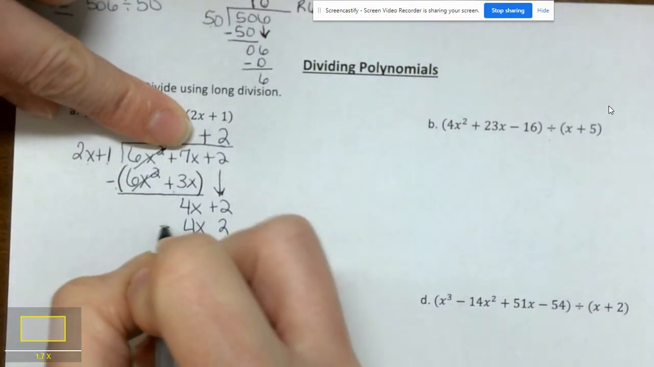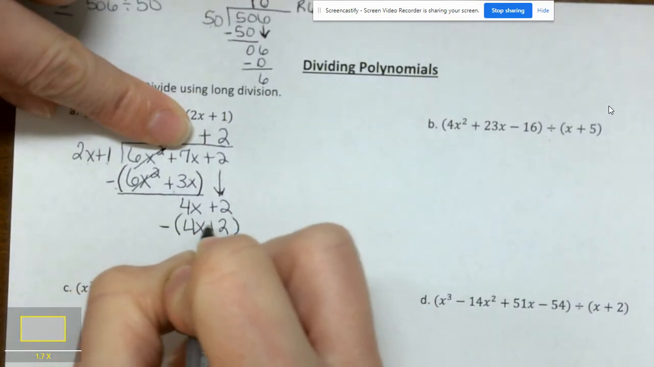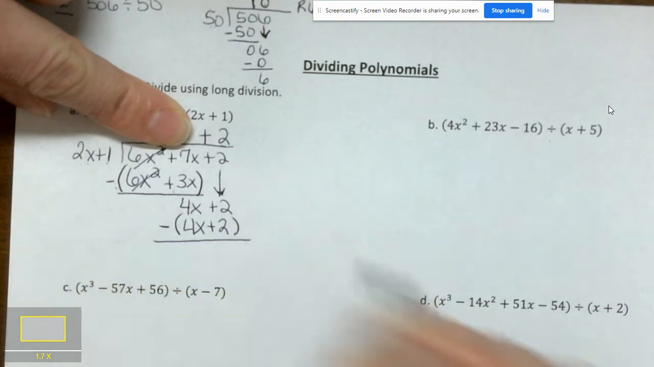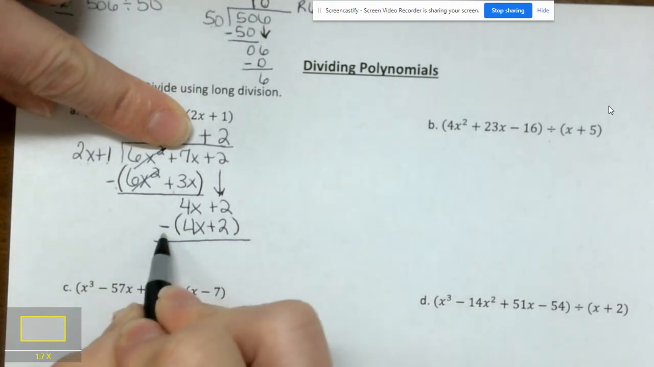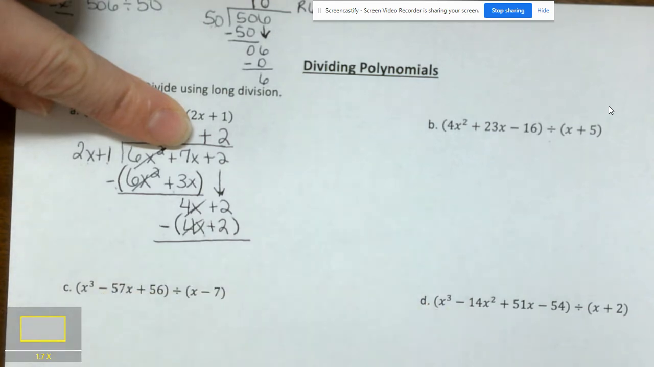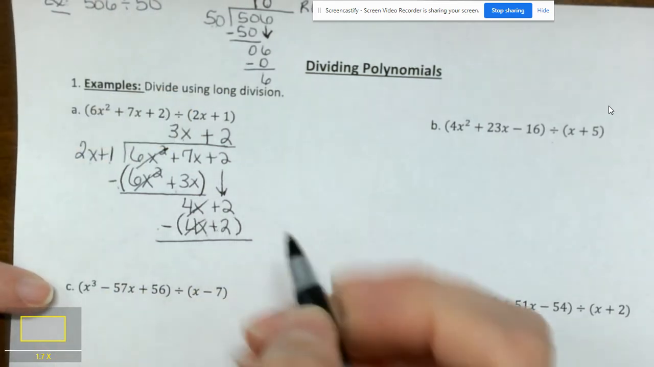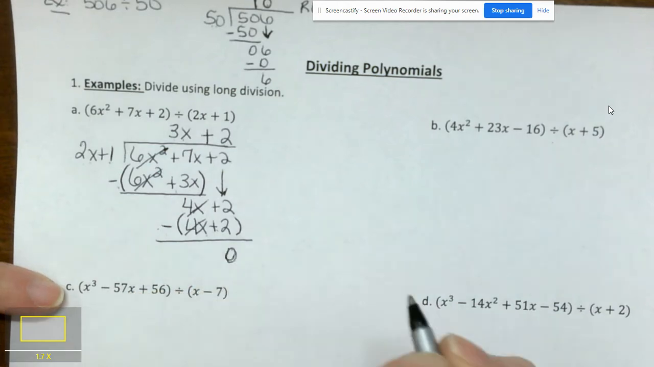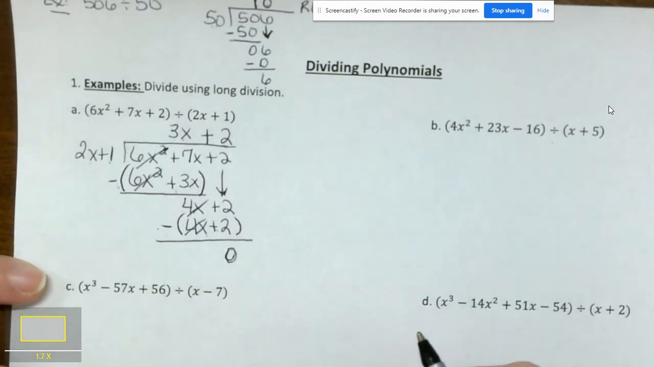Okay, then we're going to subtract, and again, I'm going to encourage you to put parentheses around that. Okay, 4x minus 4x, you want that to go away. You want that to be 0. And then 2 minus 2, that also goes away.